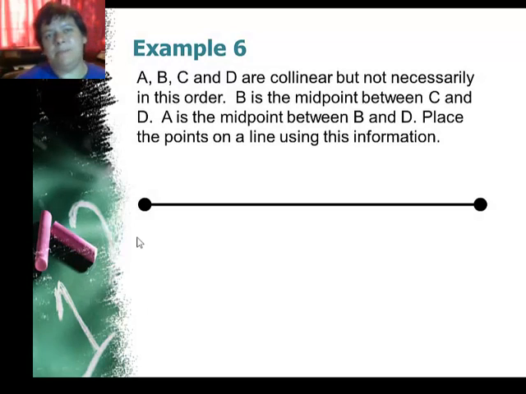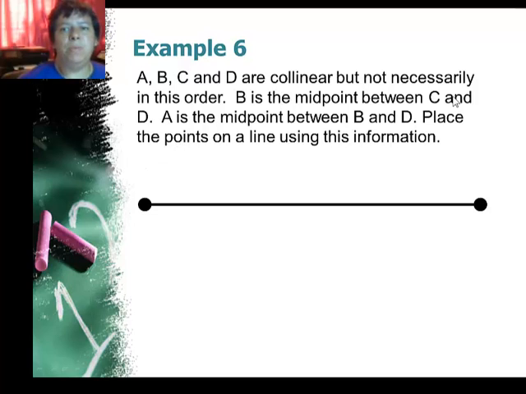For our last example, we're actually going to go back to segments for a second. And a lot of times we might ask you to put points in the proper position. We know that A, B, C, and D are collinear, but not necessarily in this order. B is the midpoint between C and D. A is the midpoint between B and D. Now we want to place the points on the line using this information.